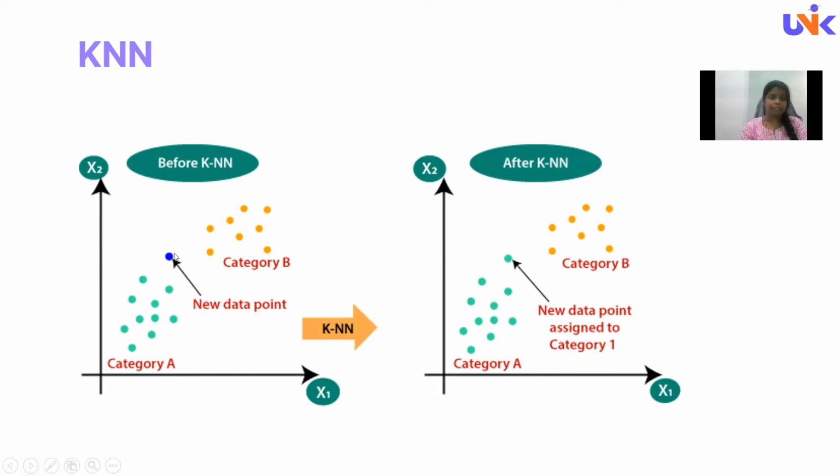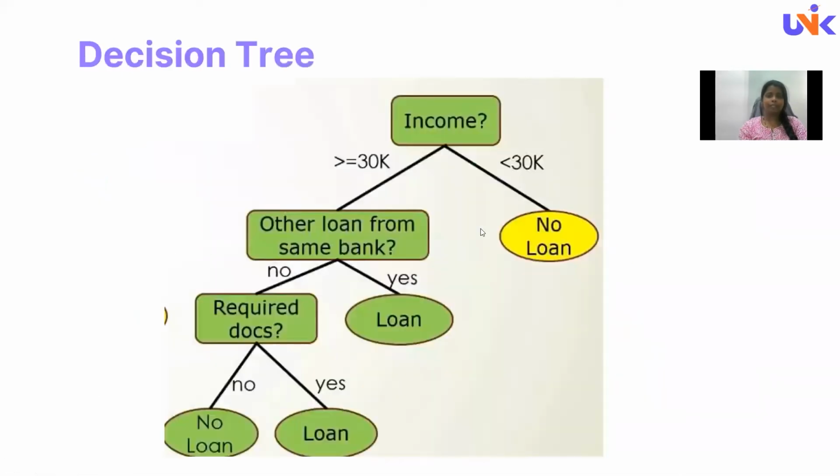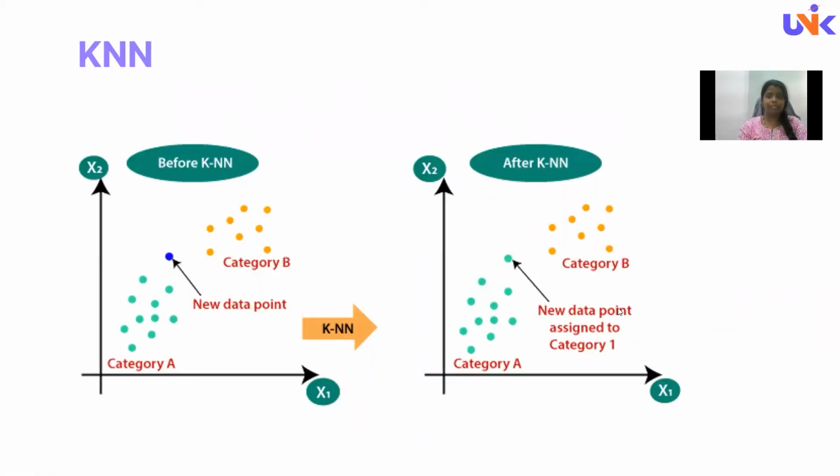Now, how to identify this? We'll try to find the distance of this blue point from all the points that are given in this near vicinity. I hope you know how to find a distance. You may use the Euclidean distance formula, the Manhattan distance formula, or the square distance formula. One can use any distance formula and calculate a distance. After calculating the distance, you have to decide the value of k.